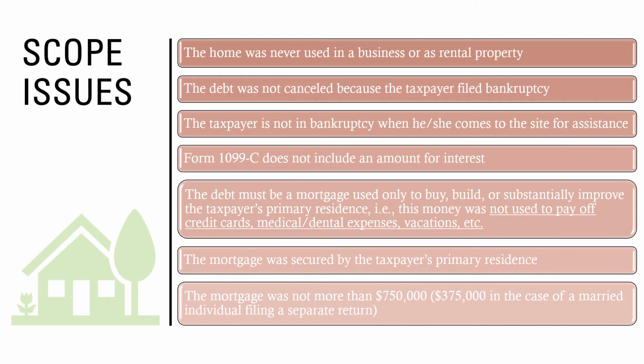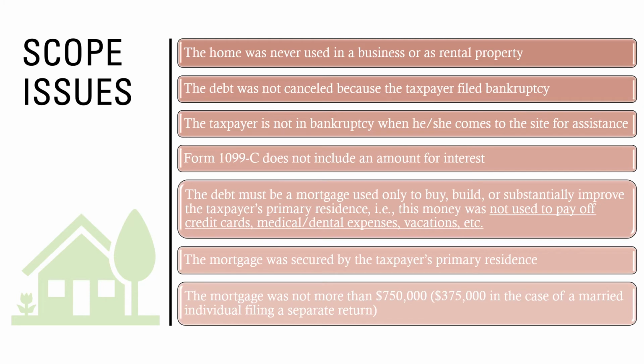As we talked about before, 1099-C cannot include an amount for interest. That's going to create a more complicated tax situation. And we talked a little bit too about this towards the beginning, that the debt must be a mortgage used only to buy, build, or substantially improve the taxpayer's primary residence.